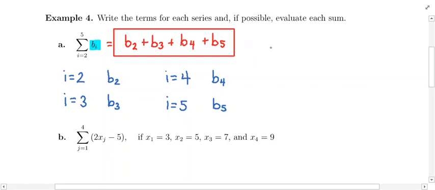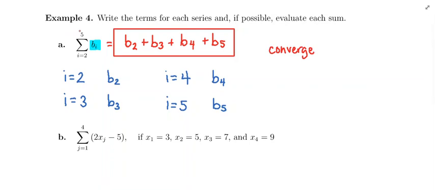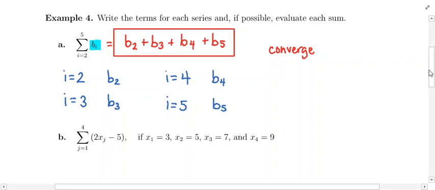Something I do want to mention here, this series does indeed converge. We don't know the number though. This is not a situation where you have a series diverging. This is a finite sequence at the end of the day. You're only adding 4 terms. We just don't know the values of those 4 terms. But because this is a finite sequence or finite series, it will converge. Moving on to part B.